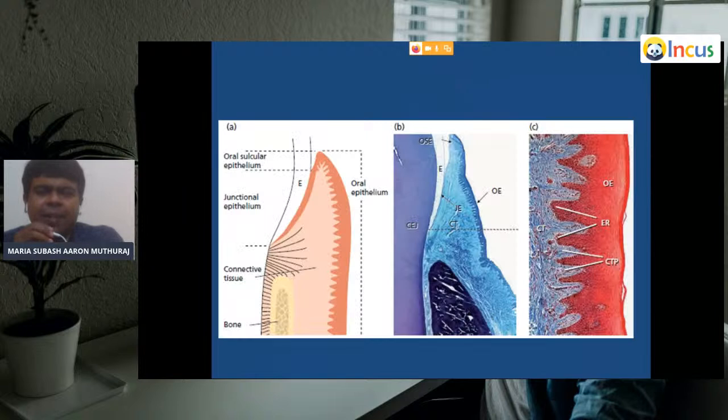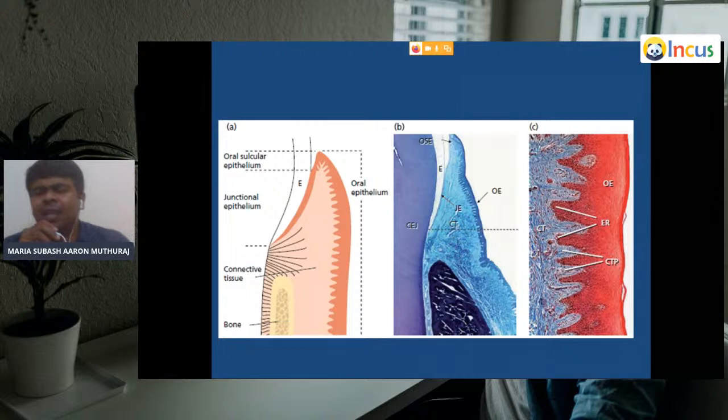Here we can see in this image that the sulcular epithelium extends from the margin of the gingiva to the junctional epithelium. It lines the gingival sulcus. Behind the sulcular epithelium, vessels will be present, and from them there will be secretion of gingival crevicular fluid, which will pool into the gingival sulcus.